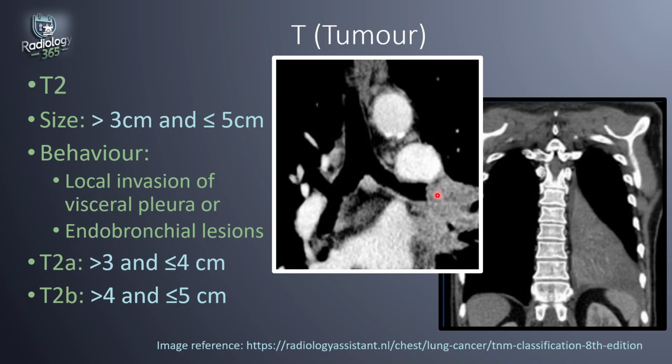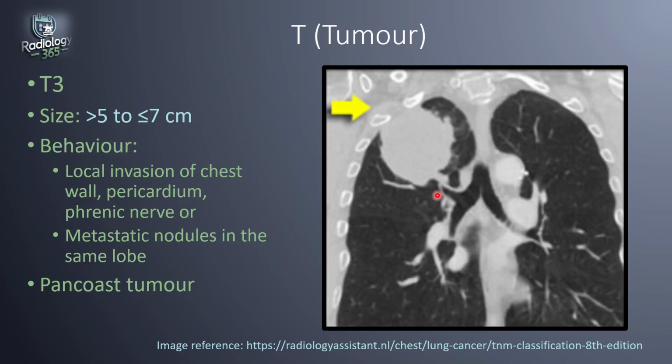Then T3 tumors, again, we are still increasing gradually, but this time it's from 5 to 7. So the numbers to remember: up to 3 centimeters for T1, between 3 and 5 for T2, up to 7 centimeters for T3. So the numbers to remember are 3, 5, and 7.